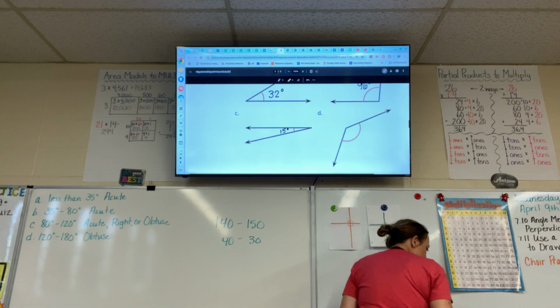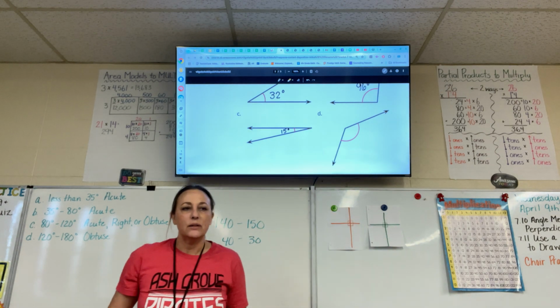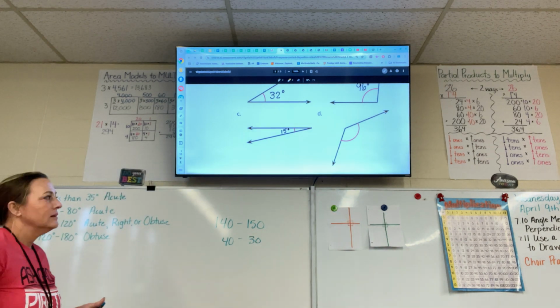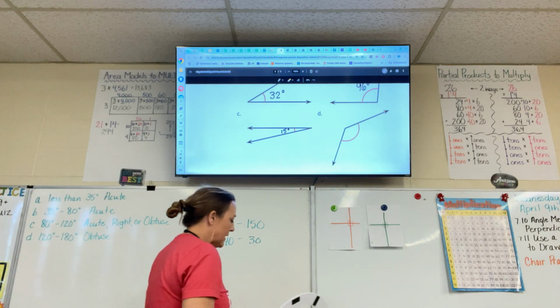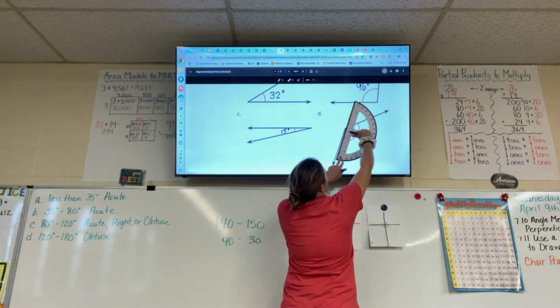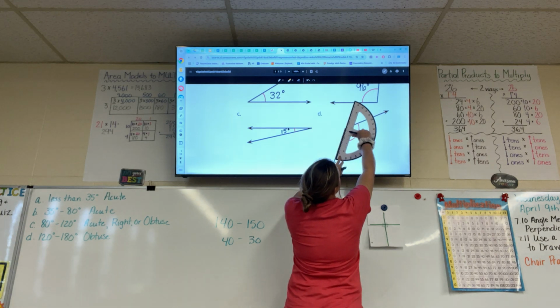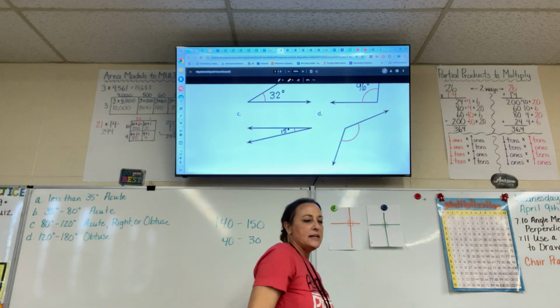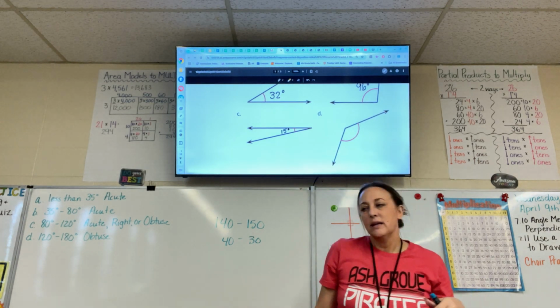And then on the last one, what kind of angle is that? Evan? Obtuse. It's big and wide. So I'm going to line up my protractor, and this is pointing between 130 and 140, but it's less than 135. So you guys measure that angle on yours and see what you get.